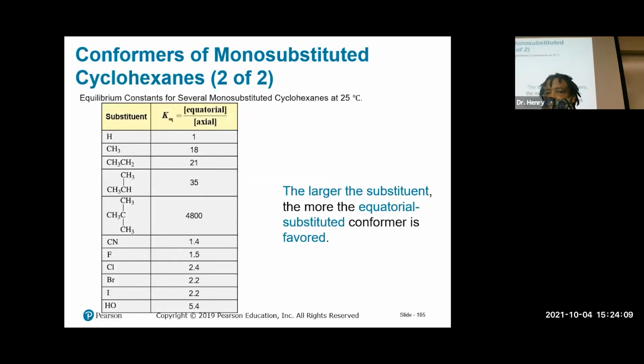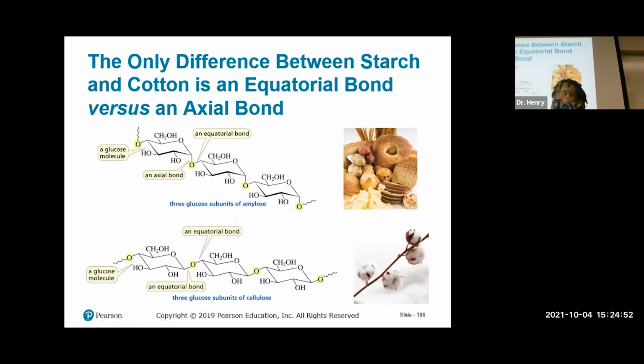Okay, so this here is our equilibrium constants, and it's comparing our equatorial versus our axial. So the equilibrium constant for methane equatorial versus axial is 18. That means that it's favoring the equatorial. So if the numbers go up, it's going to be favoring the equatorial. The smaller those numbers are, the less of an effect it has. Okay, so are you guys with me in terms of the equilibrium constant?